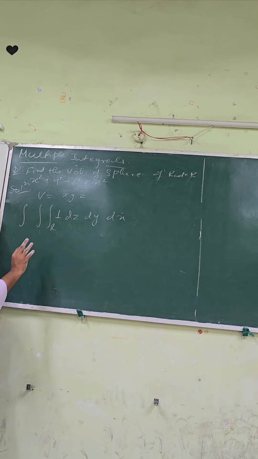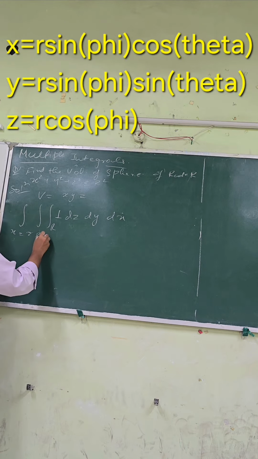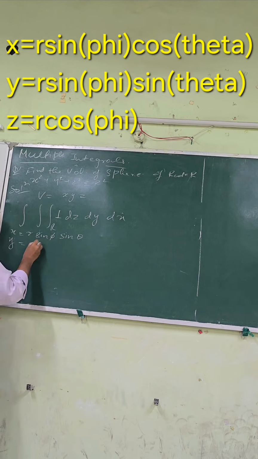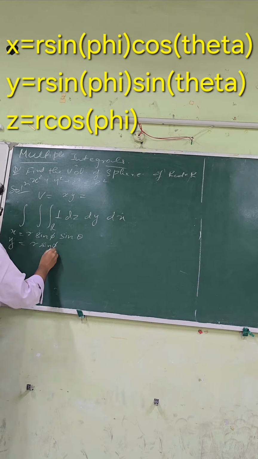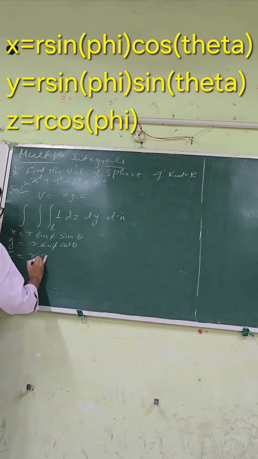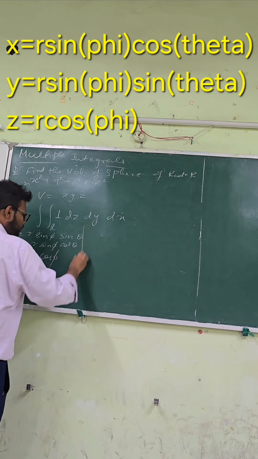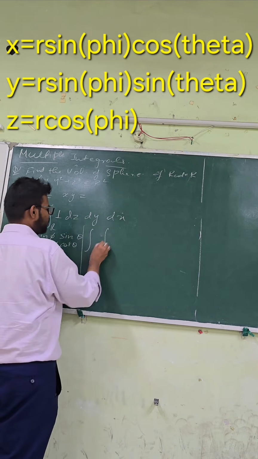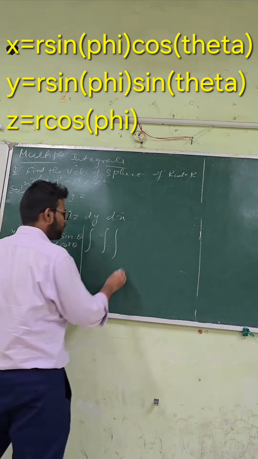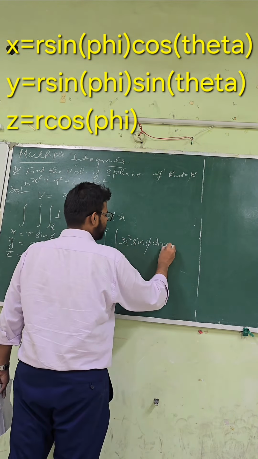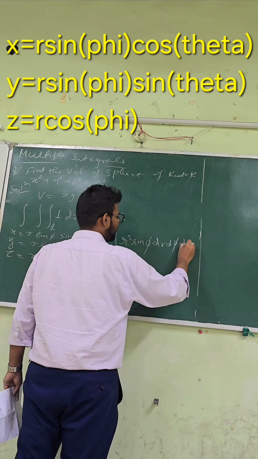So now when you convert it, x is equal to r sine phi cos theta, y is equal to r sine phi sine theta, and z is equal to r cos phi, right? You will convert this, and when you solve, you get that. What was the Jacobian? It was r square sine phi, right? r square sine phi times dr d phi d theta.